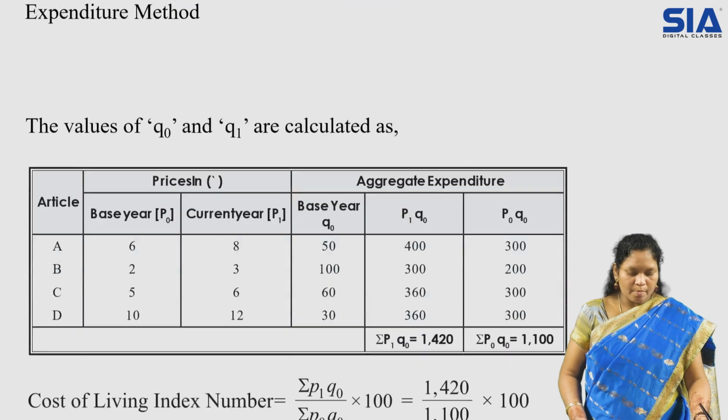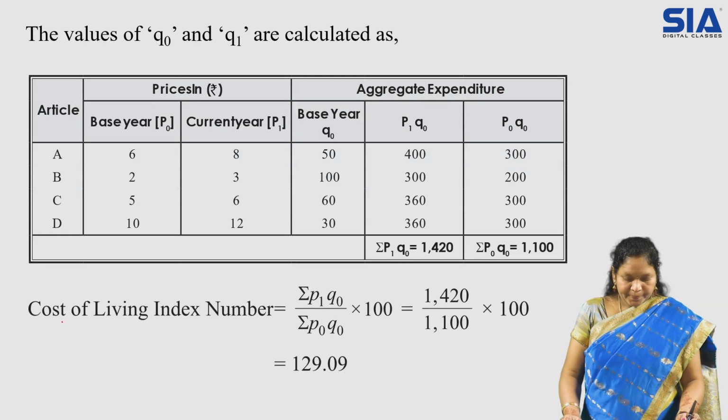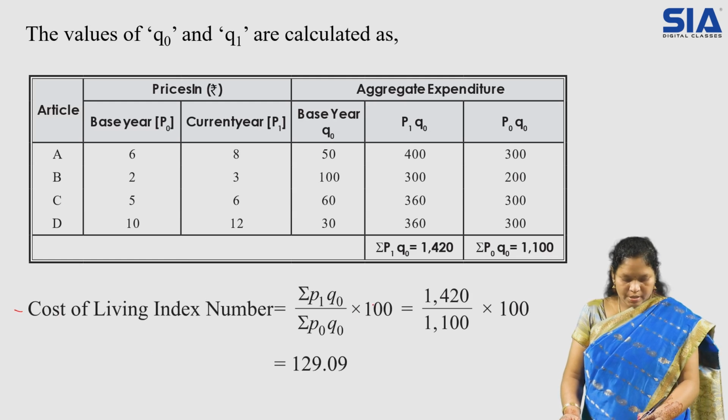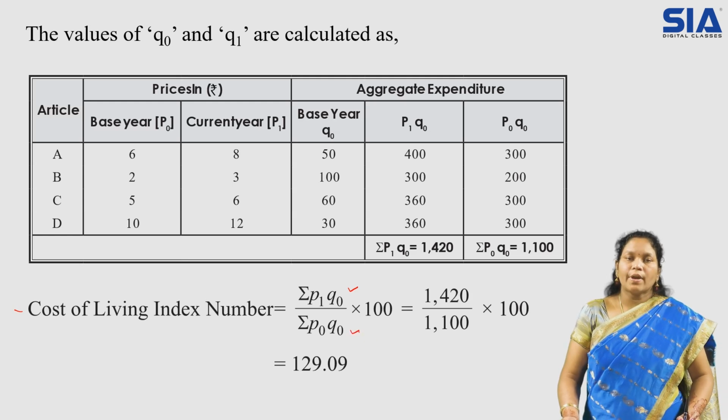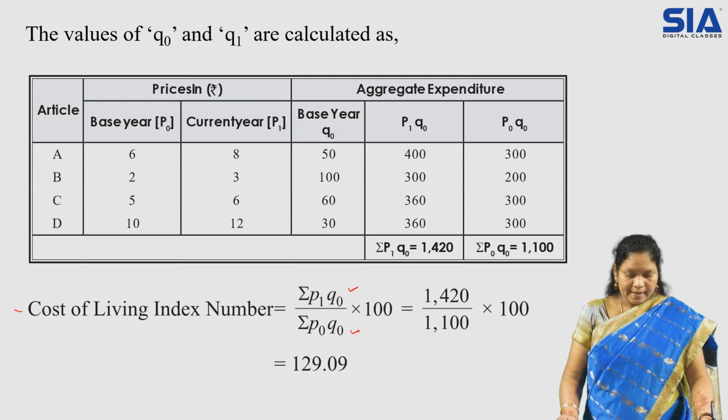So let us check the formulas based on that method. Here is the formula for that. Aggregate expenditure formula: cost of living index number is equal to summation P1 Q0 by summation P0 Q0 into 100. So we need to find these two values so that we can find the index. So this is your aggregate method.